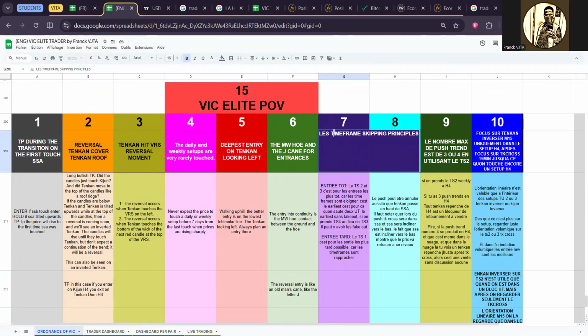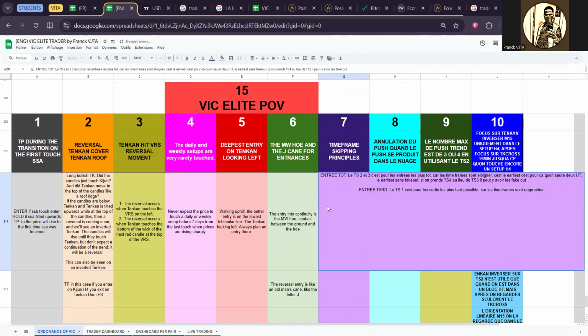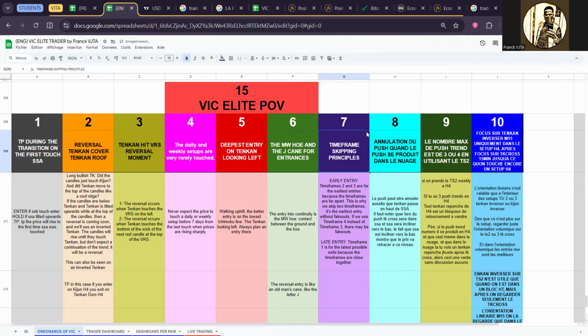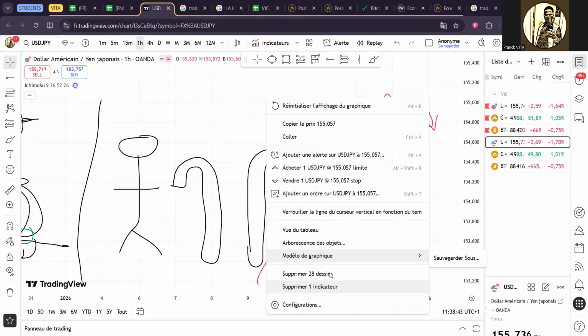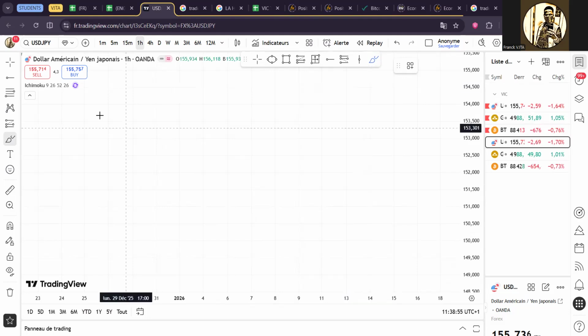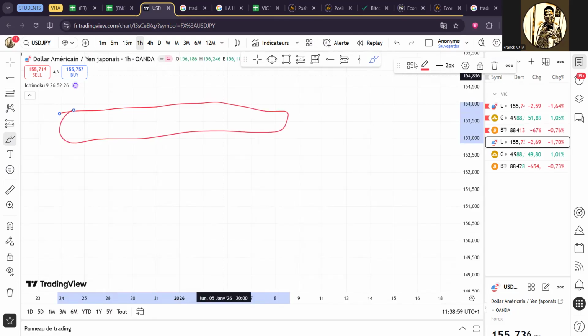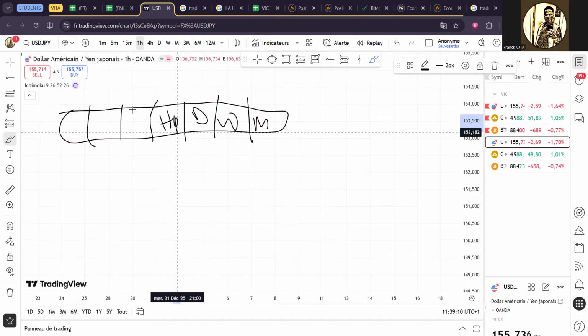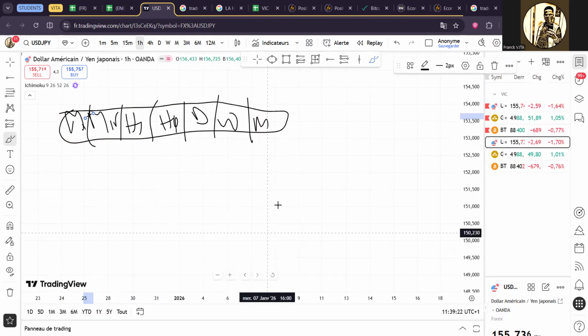So now let's talk about the time frame skipping principle again. For the time frame skipping principle, you need to first of all have your time frames at this level like this: monthly, weekly, daily, 4 hour, 1 hour, 15 minutes, 5 minutes, right? The principle is that right.